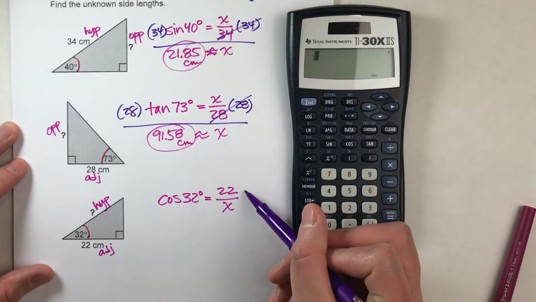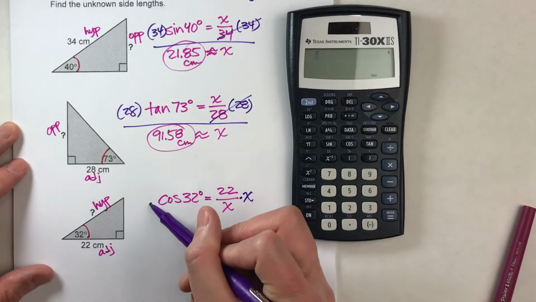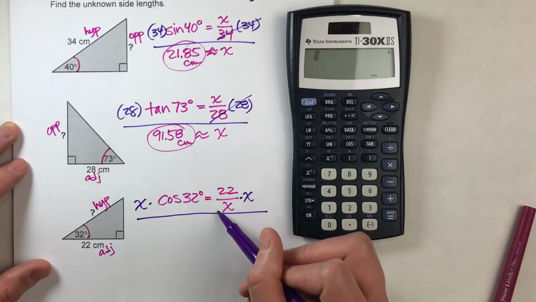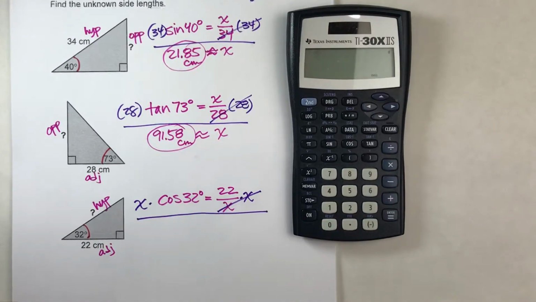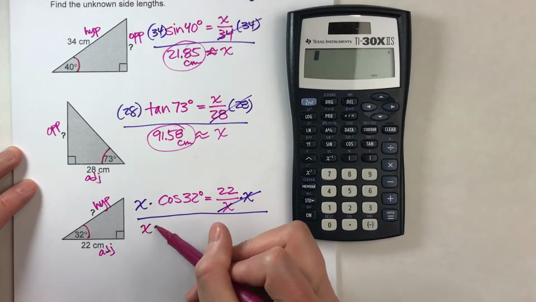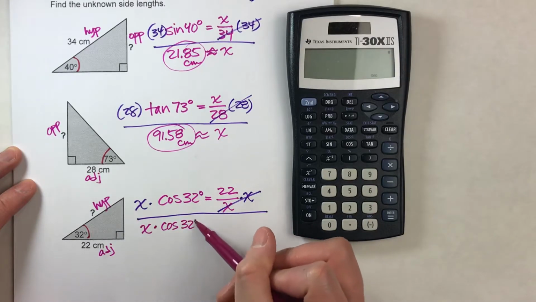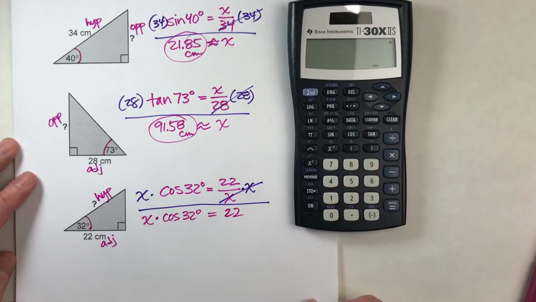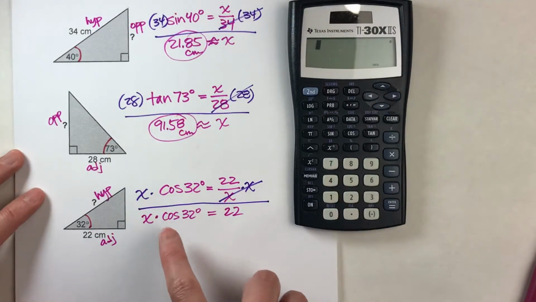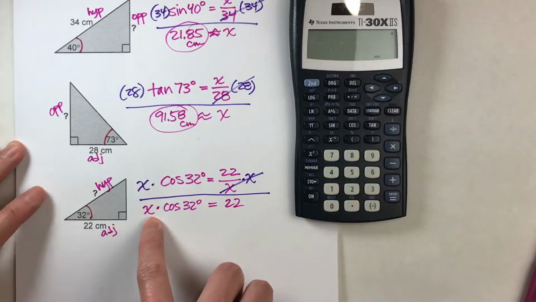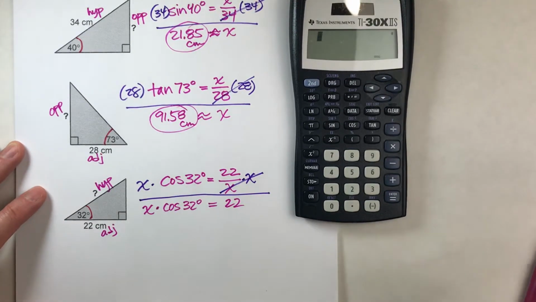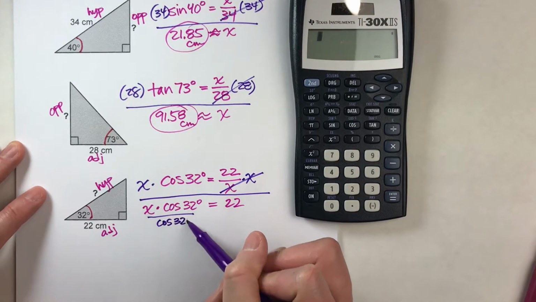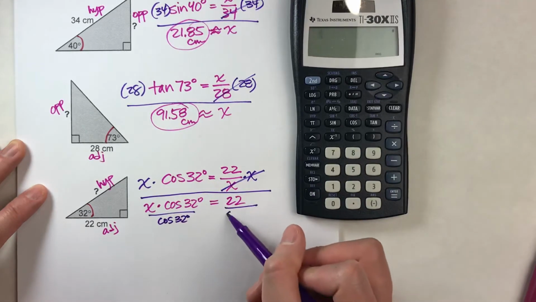So what I'm going to do is I'm going to multiply both sides by x. All right? When I do that, multiplying and dividing by x undo each other on that side. And I'm left with x times cosine of 32 degrees on this side. And all that's left on the right side is 22. All right? But now, we still have one more step to do to get x by itself, because we have x times cosine of 32. So, to get x by itself, in this case, I'm going to divide both sides by the cosine of 32 degrees.